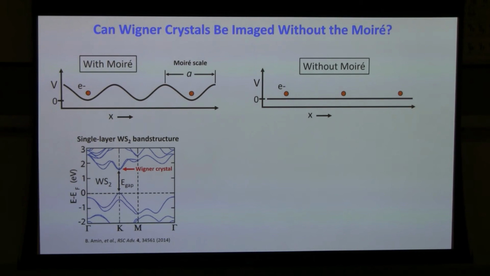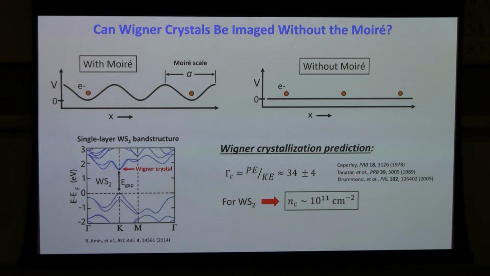And what is the right amount? Well, we know from the theoretical predictions that this magic number, gamma, is 34, the ratio of potential energy to kinetic energy, and we know the mass of electrons in that conduction band. So if we work backwards, we can see that the density of electrons should be about 10 to the 11 electrons per square centimeter. So that's all we've got to do: put 10 to the 11 electrons per square centimeter right there and take a picture of it, and we should see a Wigner crystal.